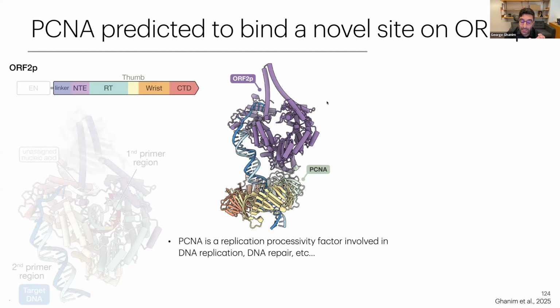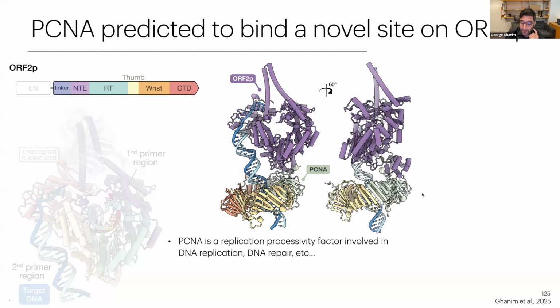PCNA is the clamp during DNA replication, and it acts as a processivity factor for the replicative polymerases to vastly increase their processivity. PCNA is also important for other aspects of DNA replication, such as resolution of Okazaki fragments, as well as in DNA repair. And we find that there is a convincing prediction between ORF2p and PCNA, and it was previously known that they would interact, but not exactly how.